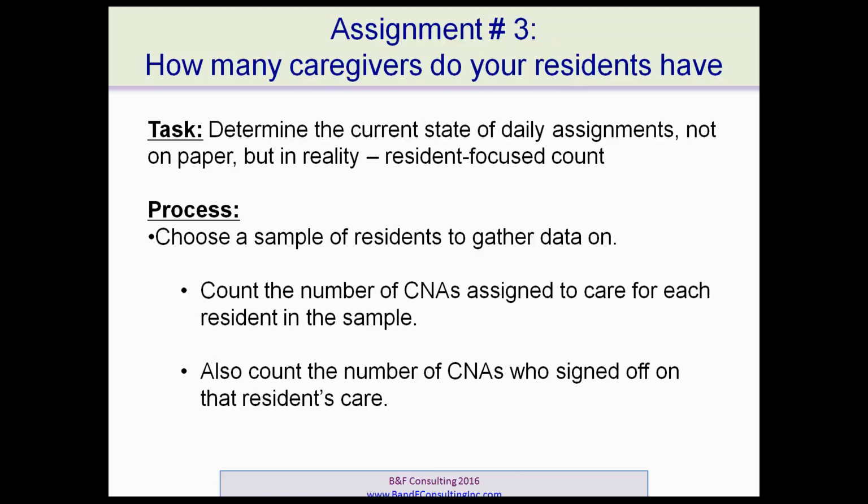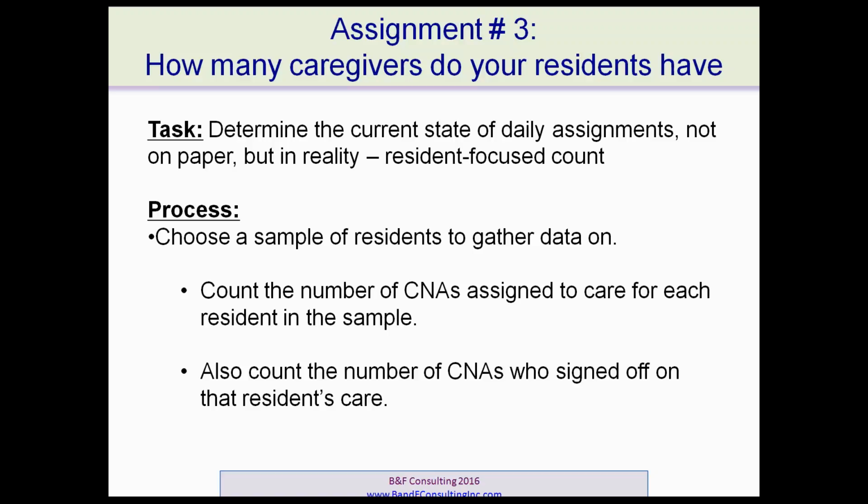For this assignment, you'll measure your current consistency. Collect data to find out how consistent you currently are. Determine the current state of daily assignments, not on paper, but in reality. To understand how much consistency is currently in place, you will need to collect data. Gathering this information establishes your baseline and lets you set realistic goals. You can gather this information for a sample of residents or for all residents. If you have decided to pilot and are sure about where you want to start, you can gather your data in that neighborhood. Data collection includes both a resident-focused measure and a staff-focused measure.